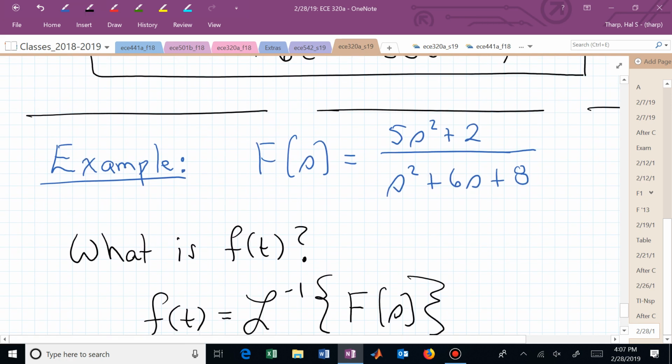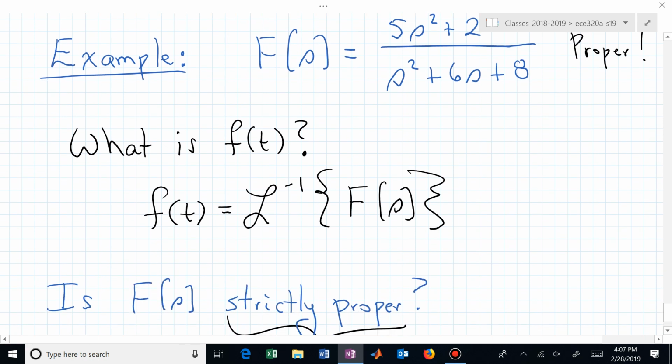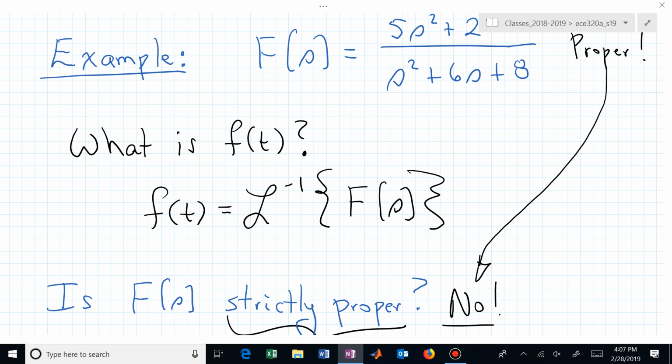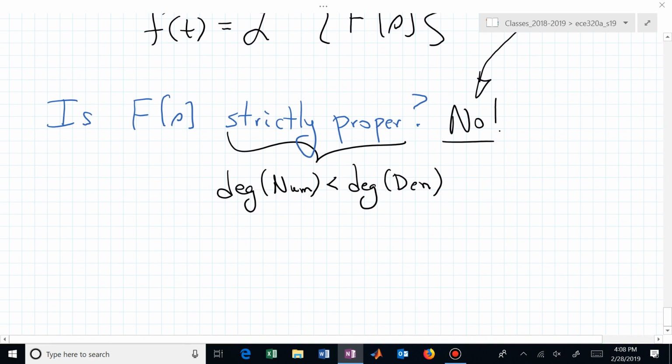What category does this F of s fall into? It's actually proper, isn't it? It's not improper, but it is proper. So now this says no, it is not strictly proper. What do we do now? Now we need to do our long division.